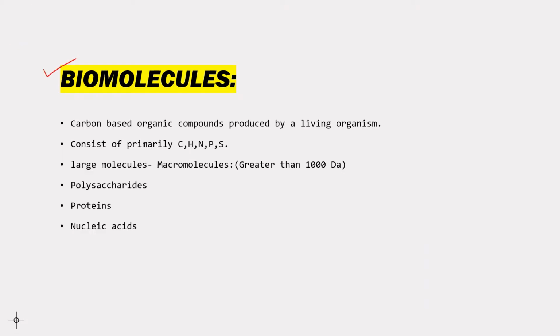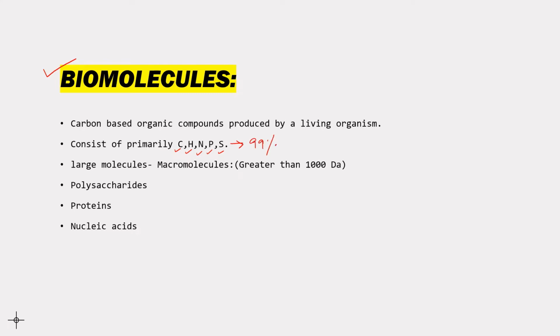Now let's talk about the biomolecules, which are the carbon-based organic compounds produced by a living organism, which are primarily made up of carbon, hydrogen, nitrogen, phosphorus and sulfur. So these compounds together make up 99% of a living organism.